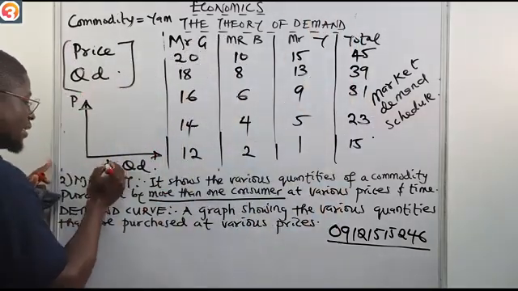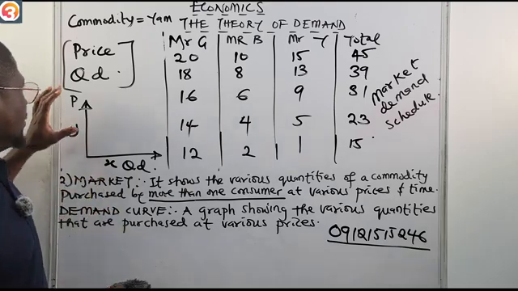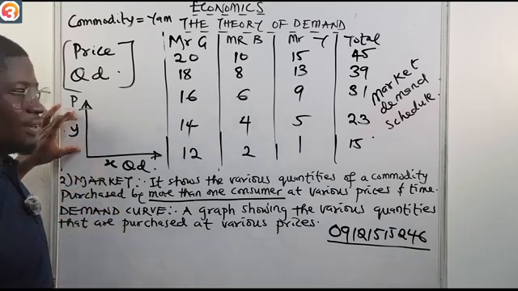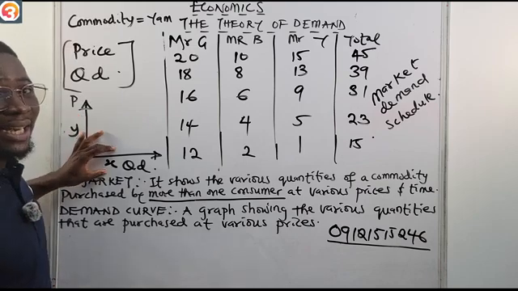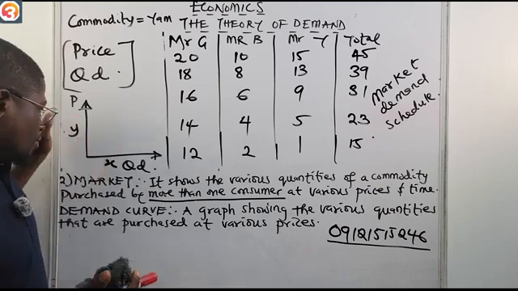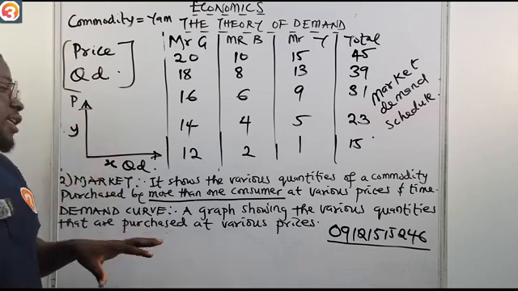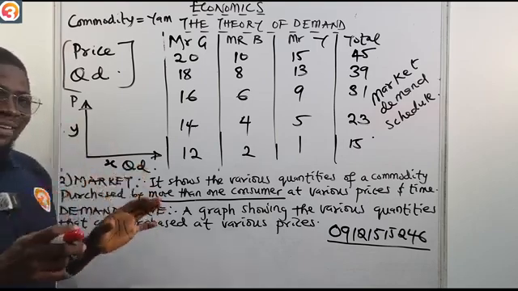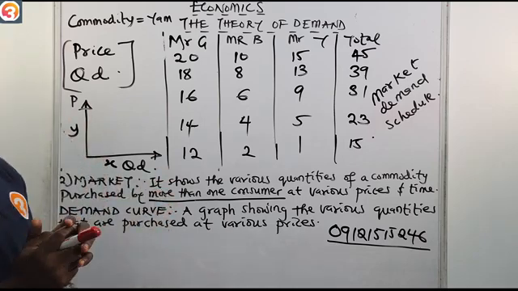This is the x-axis. And this one is the y-axis. Okay, so we usually plot the price of the commodity on the vertical y-axis, while we plot the quantity demanded on the x-axis. Lovely, right? So now that is what we call our demand curve. The demand curve is a graph that shows the various quantities that are purchased at various prices.